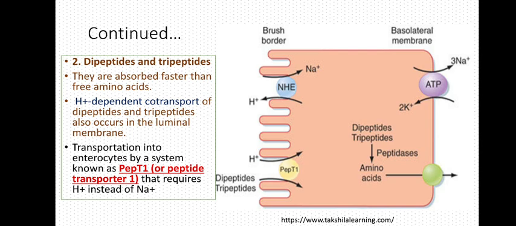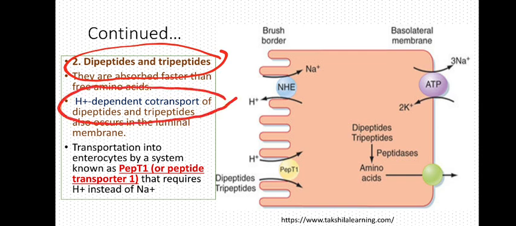Next one, we have dipeptides and tripeptides. So, it is not necessary that all the peptides should be broken down into amino acids. Even di and tripeptides can also be absorbed by the intestinal cells. What happens here? Let us see. So, these dipeptides and tripeptides are absorbed by a special type of co-transporters called proton dependent co-transporters.